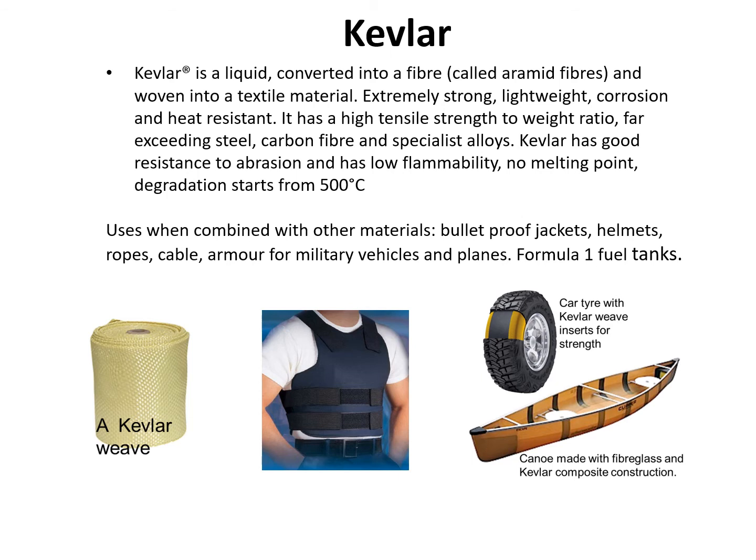Now we're going to look at composite materials. Composite materials are combination fabrics, one or two or even more fabrics combined together that are then used to make a new fabric. They can be bonded together. An example of a composite fabric is Kevlar. Kevlar is a bulletproof and stab-proof fabric which is used on bulletproof jackets, helmets, but it's also used because of its durability on ropes, cable, armour for the military, and parts of vehicles and planes. It's also used on Formula One fuel tanks.